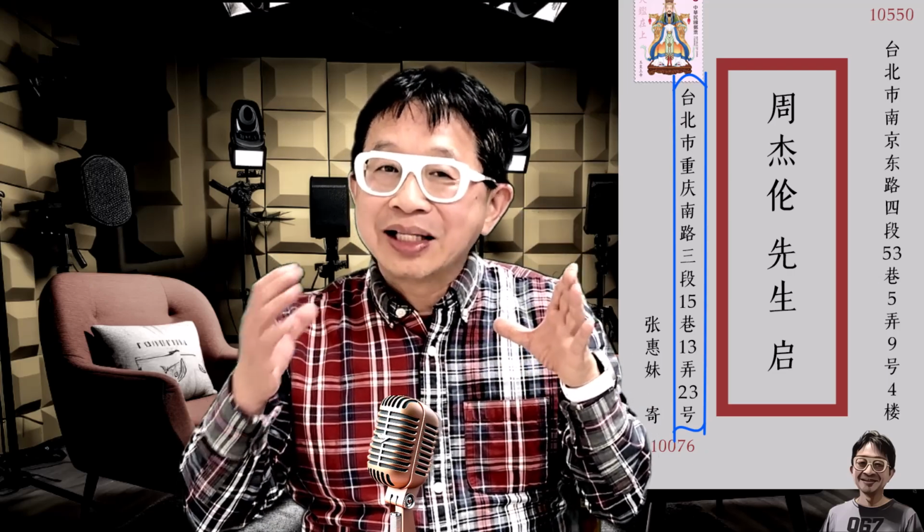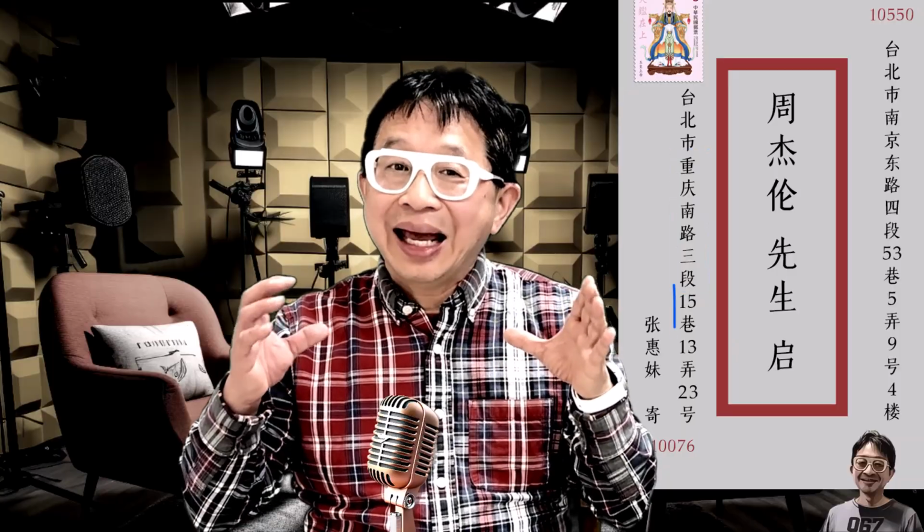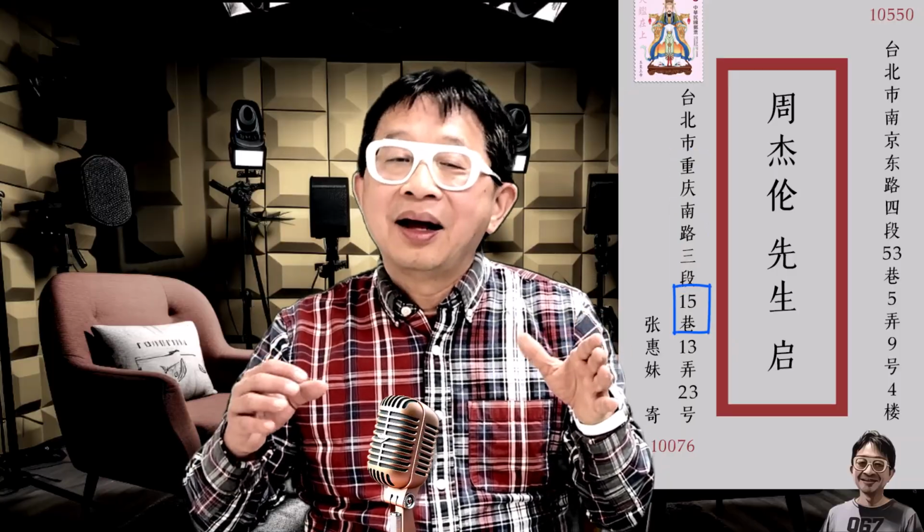Okay, so to the right of the box is where you write the address of the recipient vertically. To the left of the box, this is where you write the address of the sender. Okay, so you'll see that the address of the sender is again the city, 台北市, and then the street, 重庆南路三段. Okay, and then the lane, 15巷, the alley, 13弄, and then the house number, 23号. Okay, going from big to small.